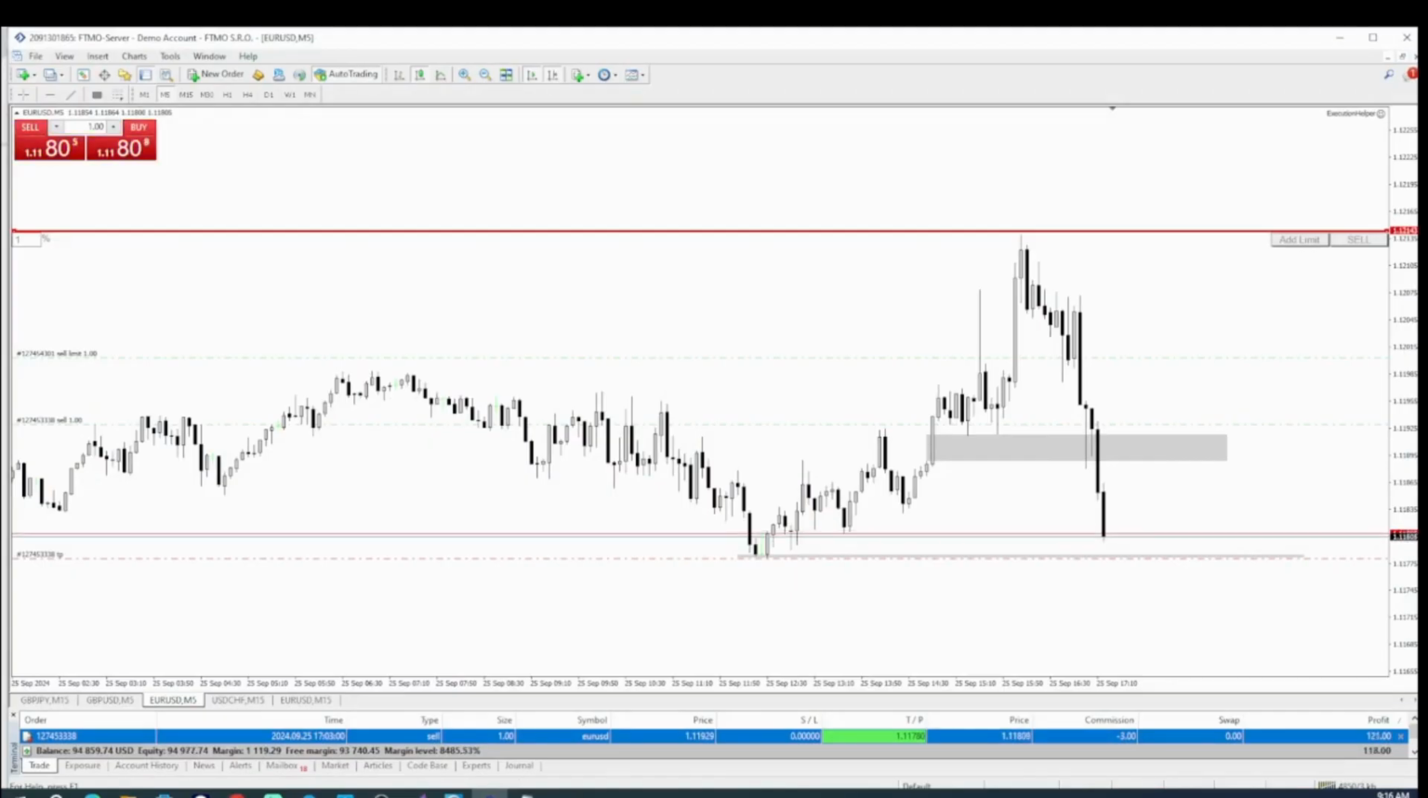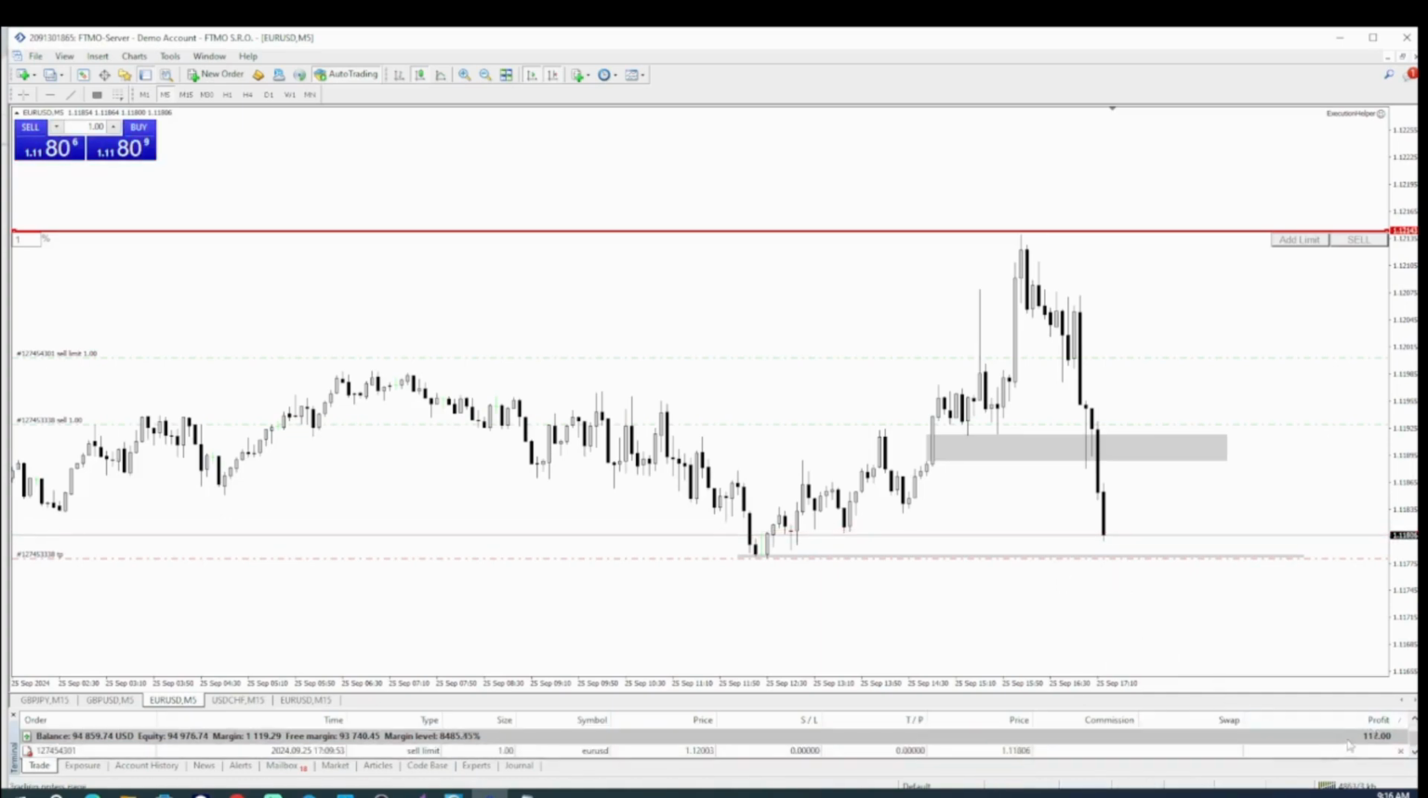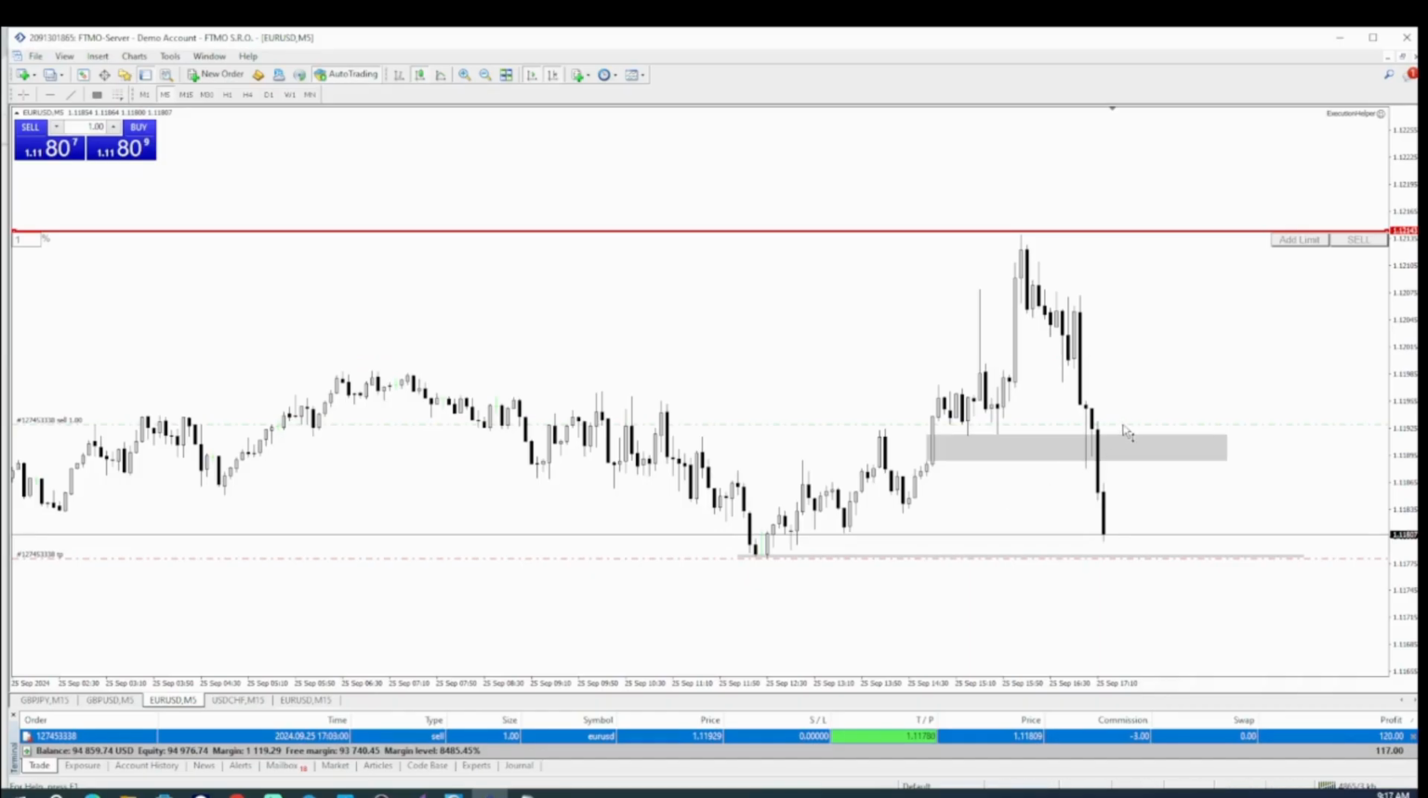I'm gonna keep it online only. I'm gonna keep it like that so everybody can see how I'm getting our TP here. So basically I'm gonna take this. I'm gonna put my stop loss to break even, just in case the price action decides to come back.